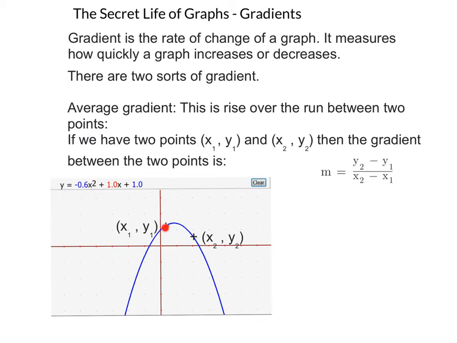So in this example here are 2 points. If I was finding the gradient between those 2 points, it would be an average, because I've got 2 points. And I would need to know the rise, in this case a negative, because it's fallen, and the run. And if I divide them, I'll find the gradient.